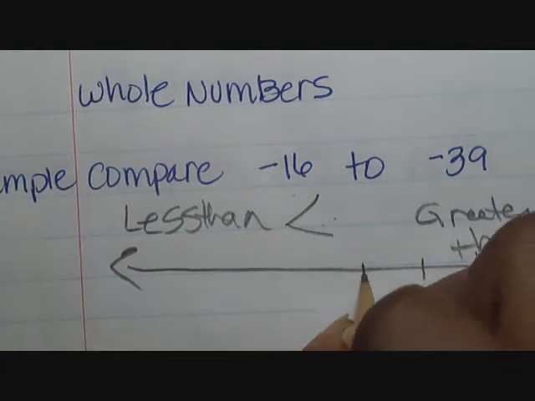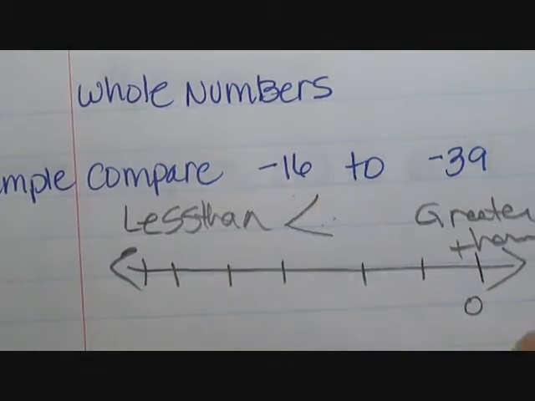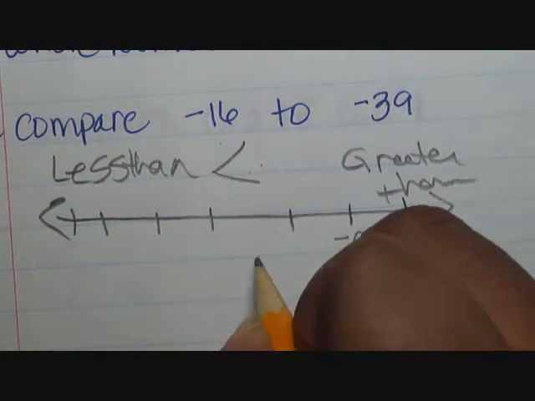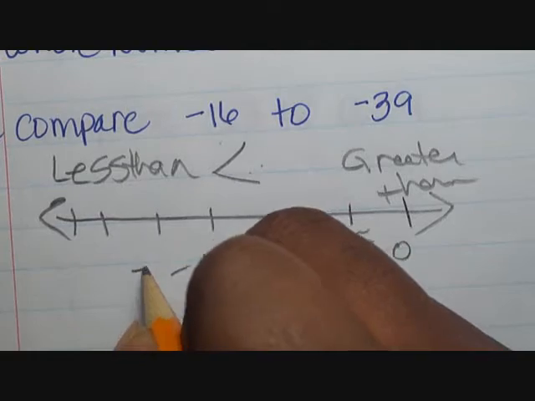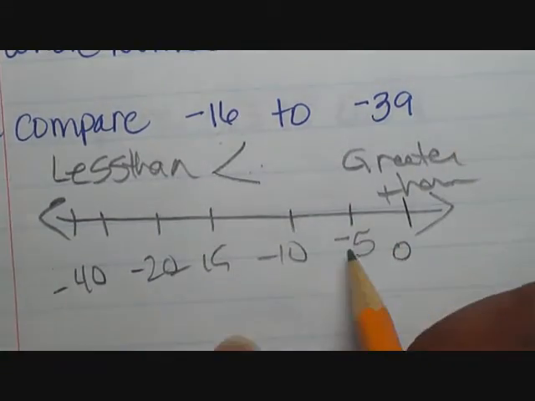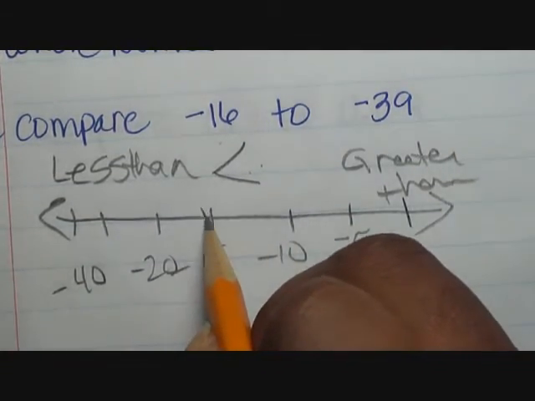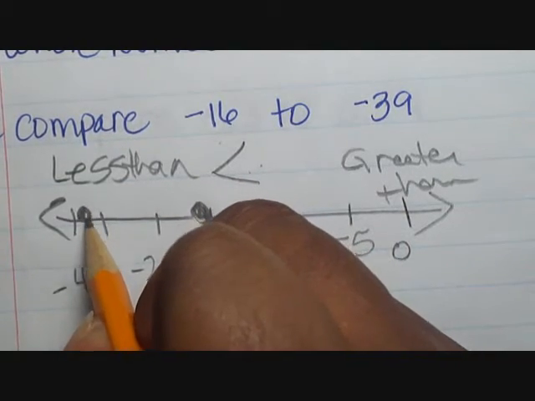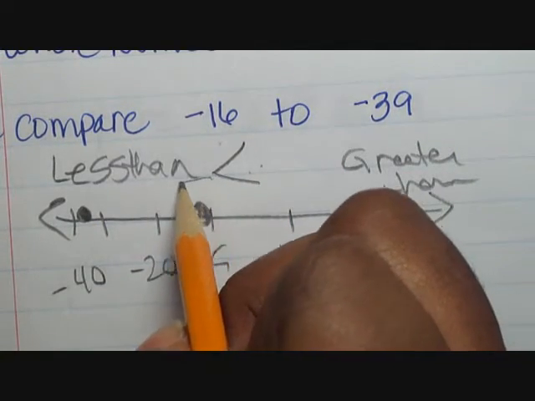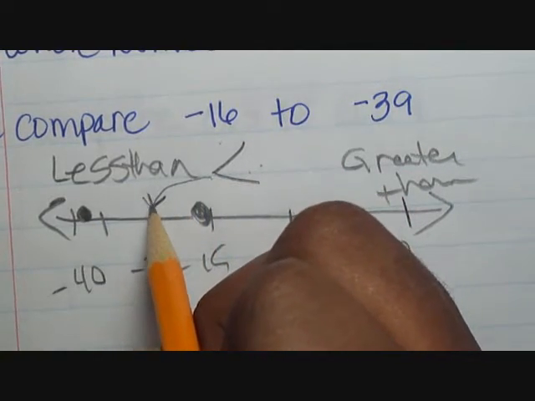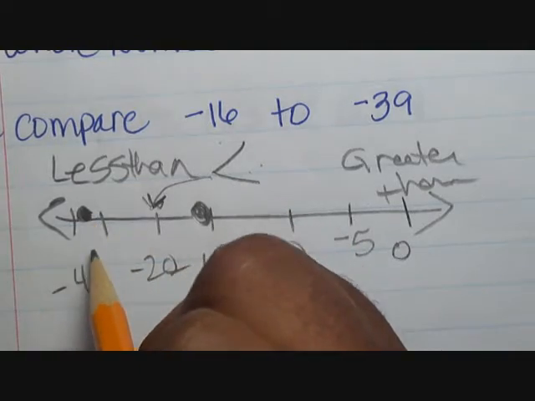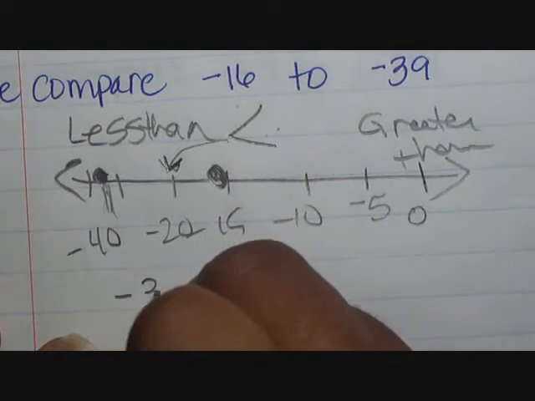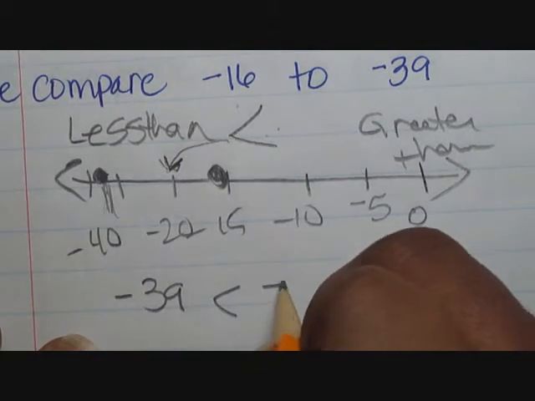So if I start jumping down this number line in the negative direction, I would get to, I don't know, negative 5, negative 10, negative 15, negative 20, negative 40. And I know that negative 16 would fall right about here, and negative 39 would fall right about here. And because my symbol will tell me that the lesser number is this negative 39. So if I wanted to write that out in a number sentence, I would say negative 39 is less than negative 16.